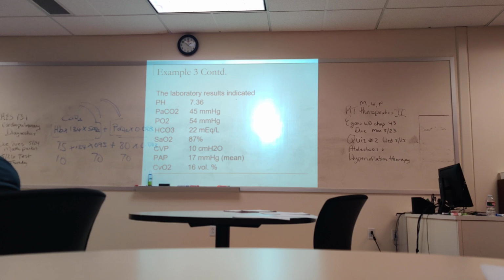And then looking at my CVP, 10 centimeters of water. Well, that would be good, because we said 4 to 12, right? All right. PAP 17. Well, that's good. Venous oxygen content. Well, that's good, right? 12 to 16 is what we said. That's good. So the PEEP of 10 is not causing any problems right now.